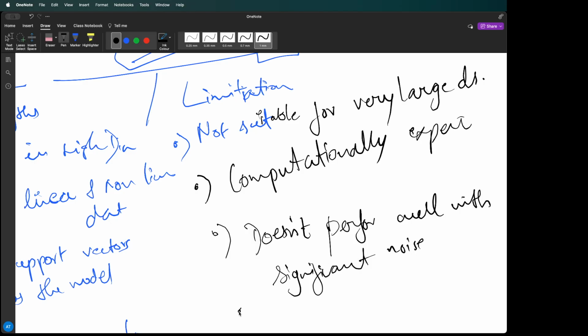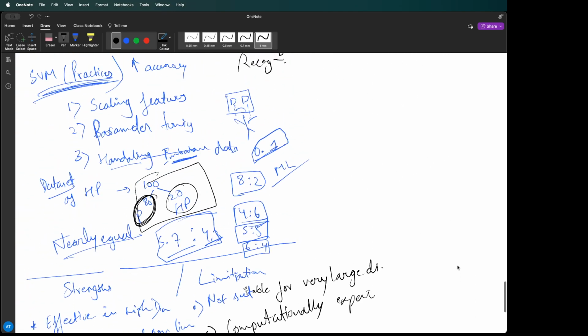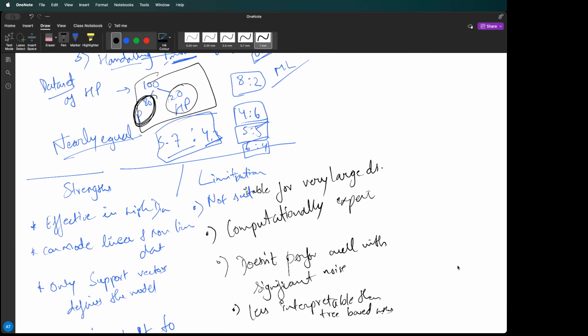Right, brother. Less interpretable. Why is it doing more like this? You can't interpret it at all. Interpretable. Then tree based. Decision tree is one of the algorithms we'll talk about tomorrow. Tree based methods. Did you guys understand?